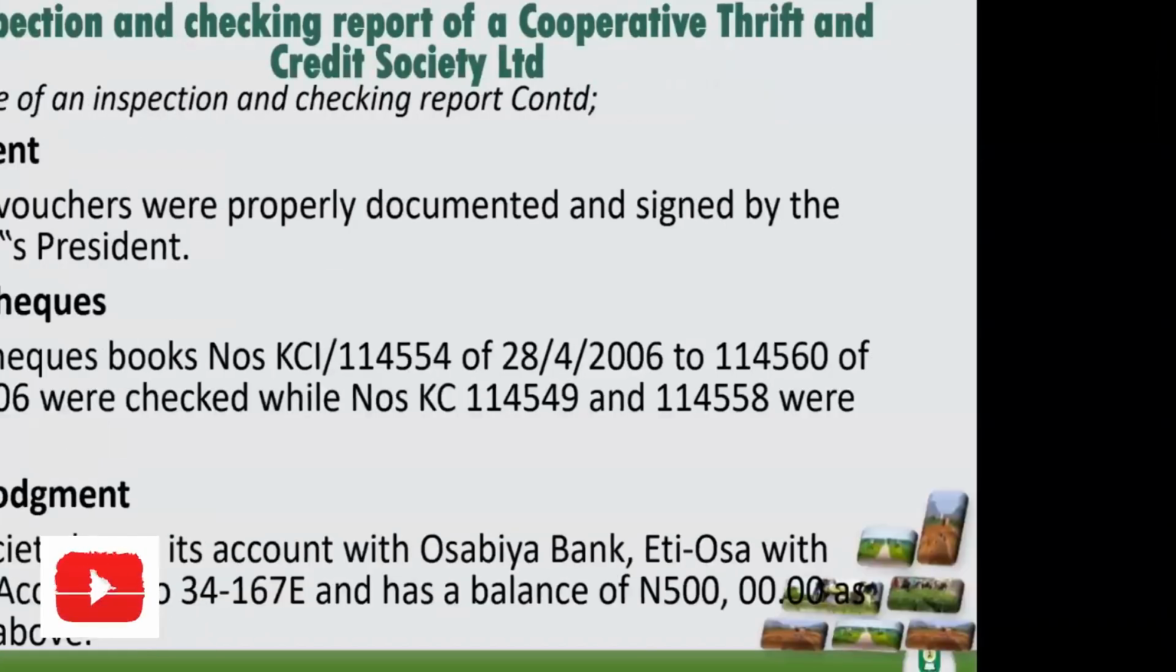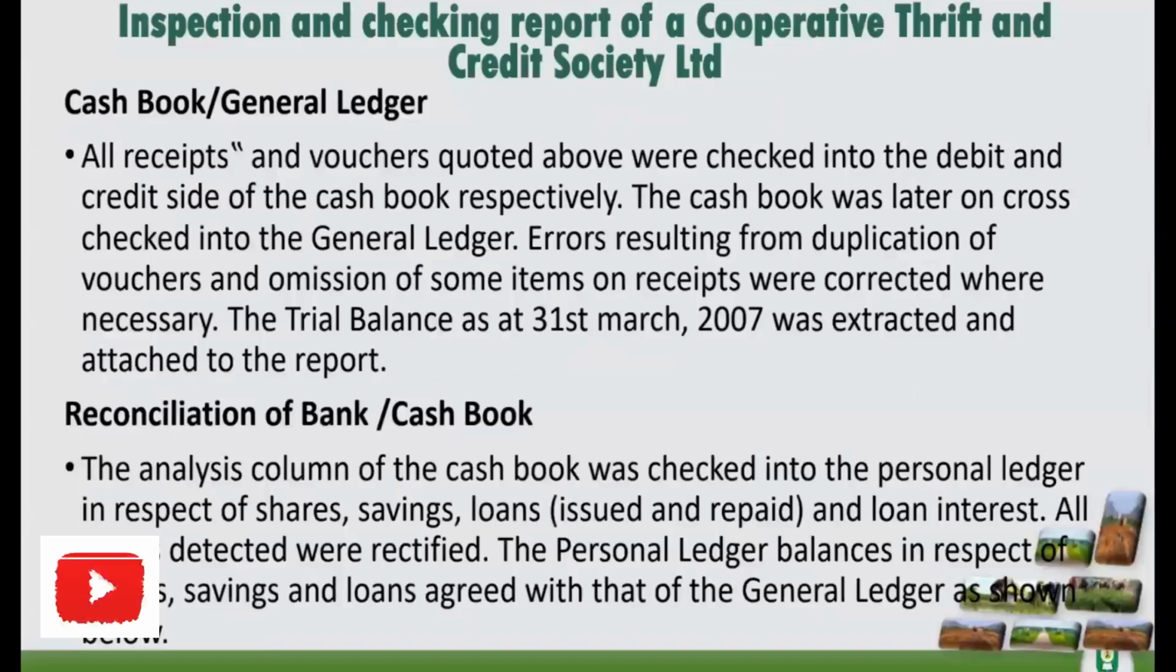Okay, so the report continues. Cash book, general ledger. How do you report this? All receipts and vouchers quoted above were checked into the debit and credit side of the cash book, respectively. The cash book was later cross-checked into the general ledger. Errors resulting from the duplication of vouchers and omission of some items on receipts were corrected where necessary. The trial balance as at 31st of March 2007 was extracted and attached to the report.